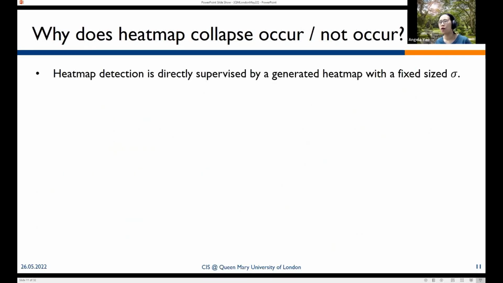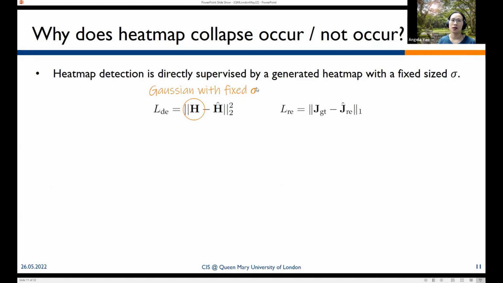For heat map detection, what we realize is that this has to do with the direct supervision by the generated heat map. The generated heat map has a fixed size sigma, right? This is based on how we control the ground truth. It has nothing to do with whether it's easy or hard. We always use a heat map to supervise with some fixed sigma. You can see here, this is the loss for the heat map detection setting. This H is a Gaussian with some fixed sigma. So it forces the model to learn and produce heat maps that don't go any smaller than this fixed sigma that the ground truth was generated on.